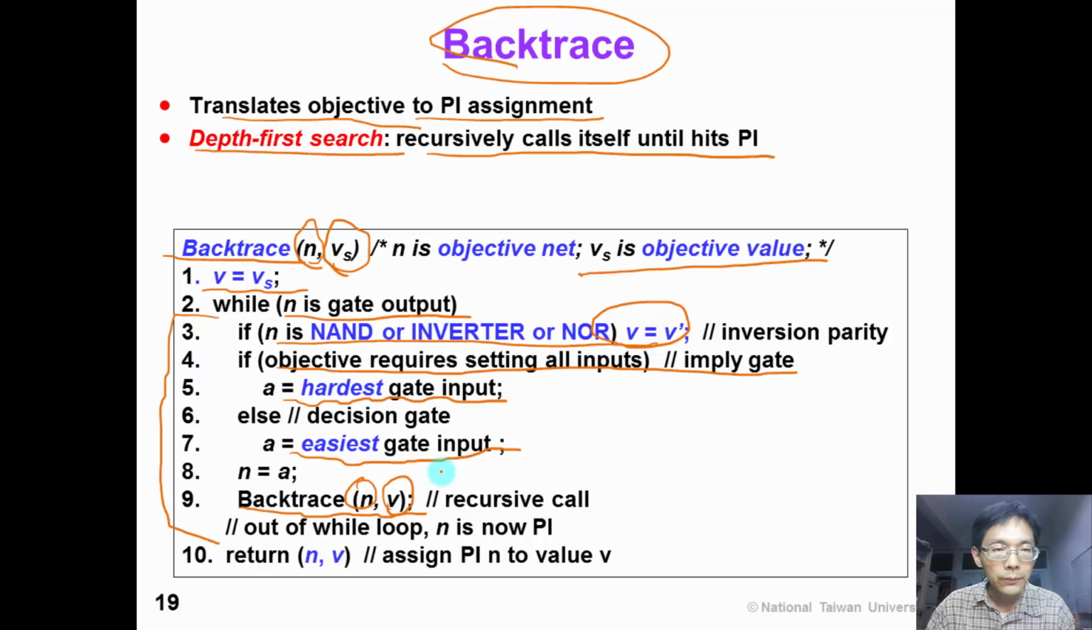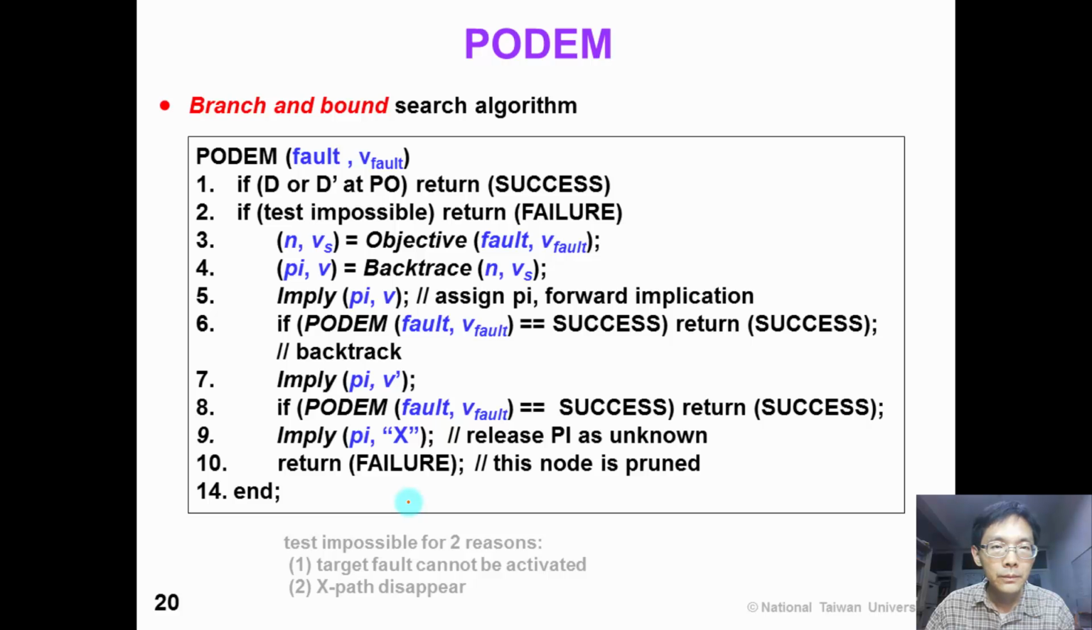At the end of this function, we hit a primary input. Then we simply assign the primary input to value V. Now, here is the whole function of the PODEM algorithm. This is basically a branch and bound search algorithm.